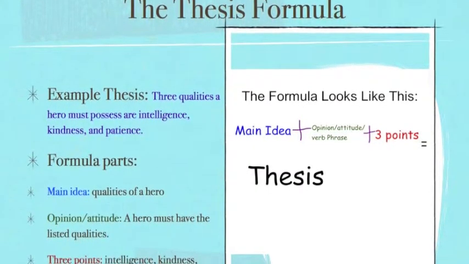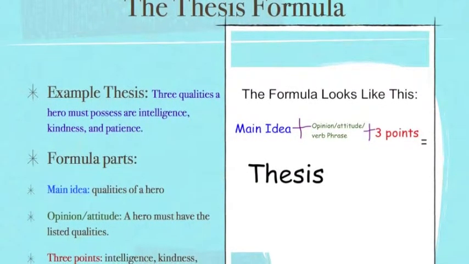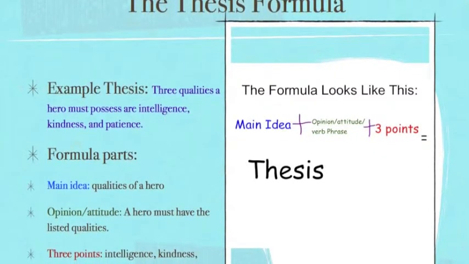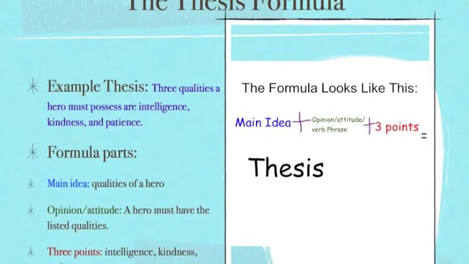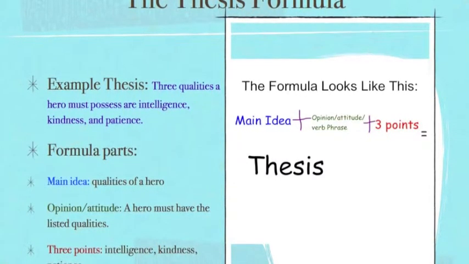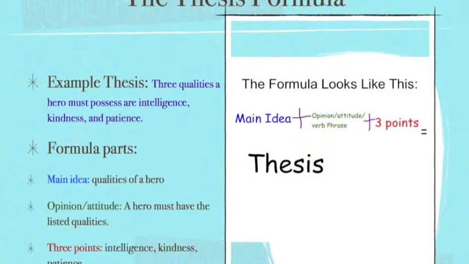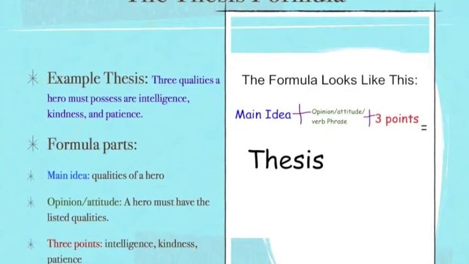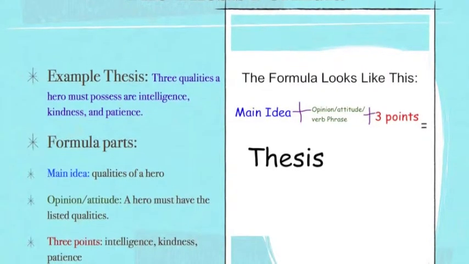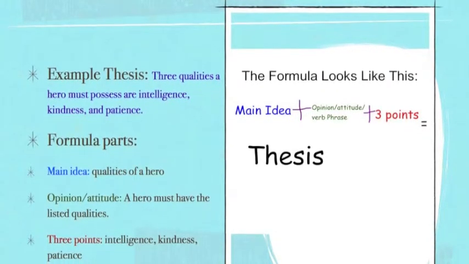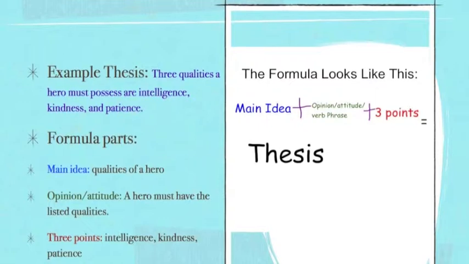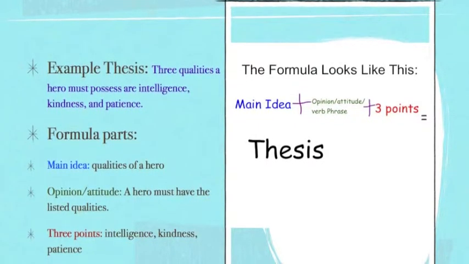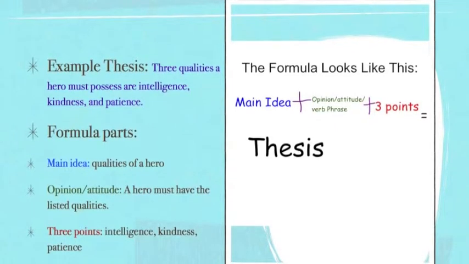If we look at the main idea in blue, it is the qualities of a hero. We look at the opinion or attitude: a hero must have the listed qualities to be considered a hero. And then thirdly, the 3 points are the 3 qualities that heroes have according to this author. So those are the pieces of the formula. That is an example essay thesis statement that's been broken down.